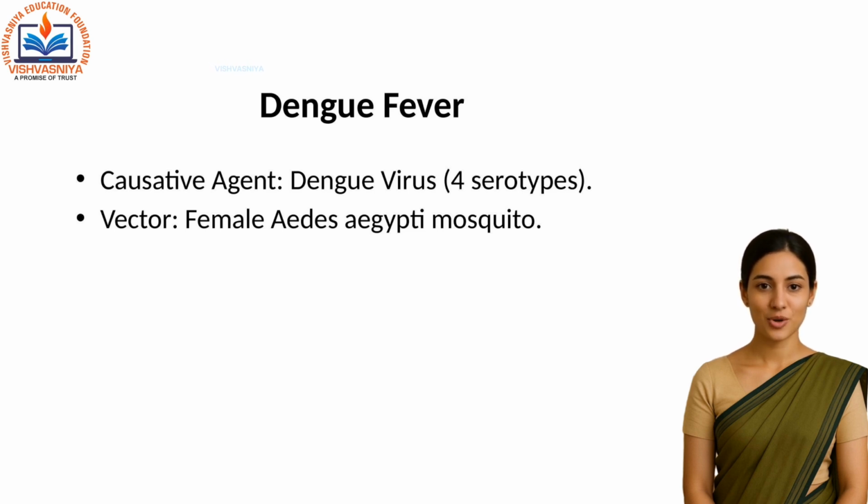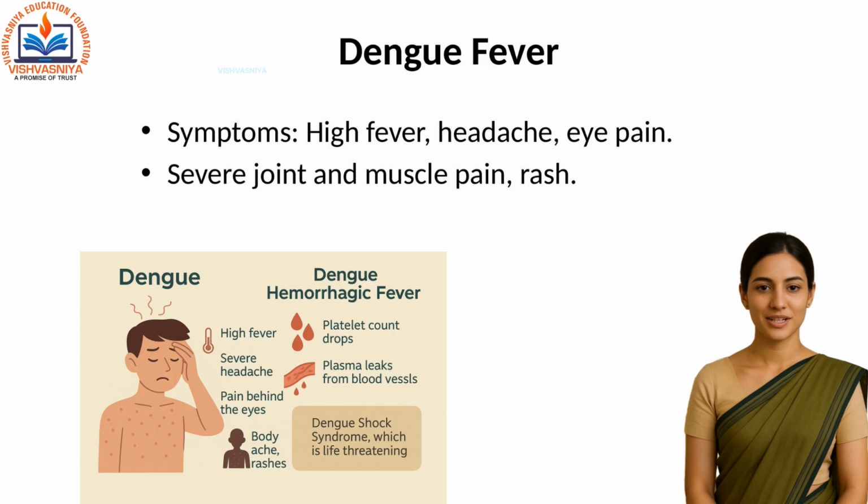Symptoms include high fever, severe headache, pain behind the eyes, body ache, and rashes. In severe cases, called dengue hemorrhagic fever, the platelet count drops drastically and plasma leaks from blood vessels. This can cause dengue shock syndrome, which is life-threatening.